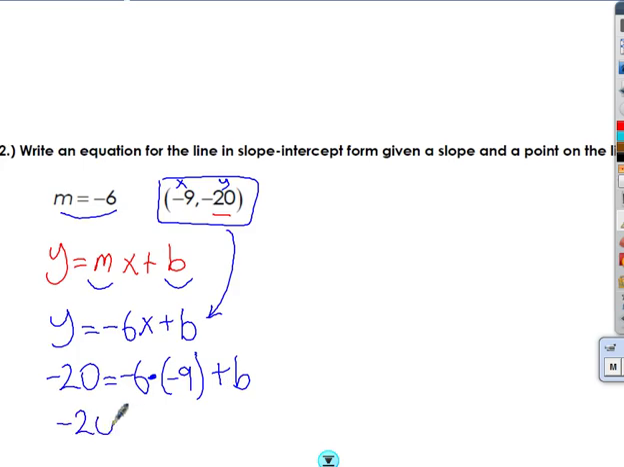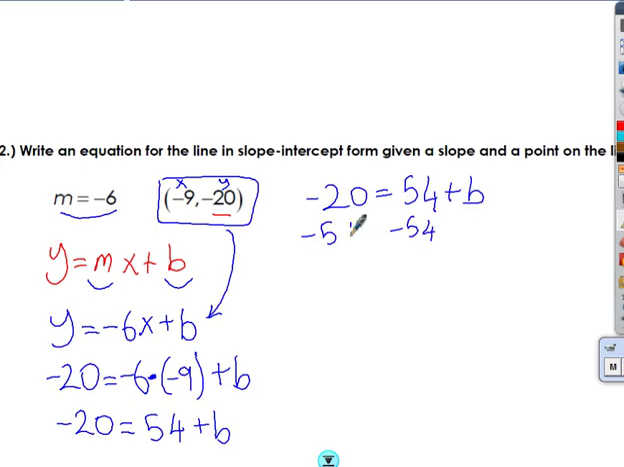Negative 20 is equal to positive 54 plus b. If I have negative 20 is equal to 54 plus b, subtract 54 from each side, we will have negative 74 is equal to b value. This is a good example of how the y-intercept in this case is negative 74. We would have to have a huge graph to graph this one accurately, where the y-intercept, intersection with the y-axis, is all the way down to negative 74.